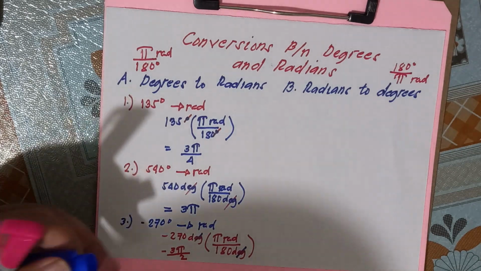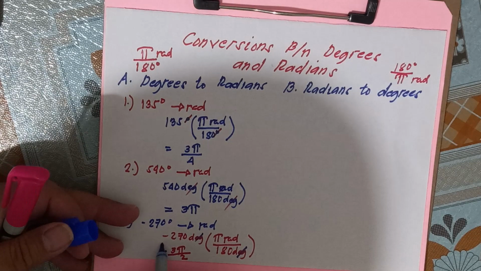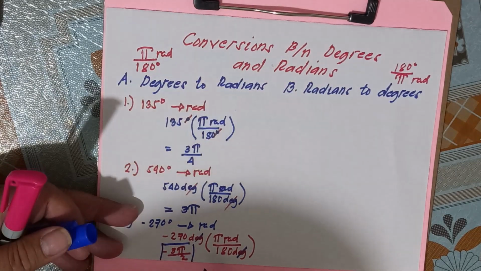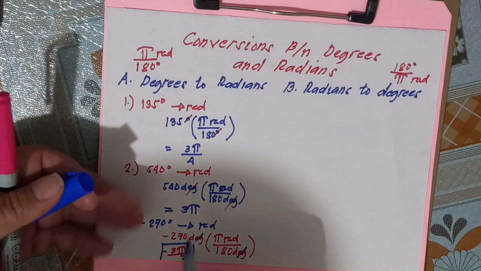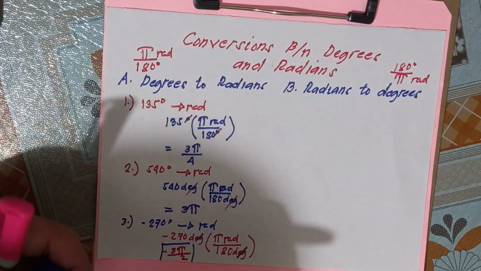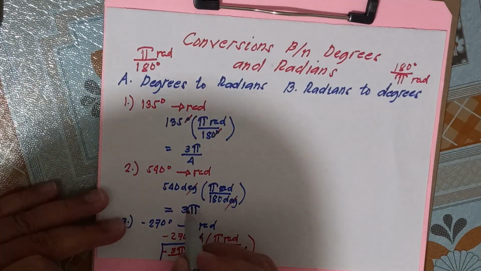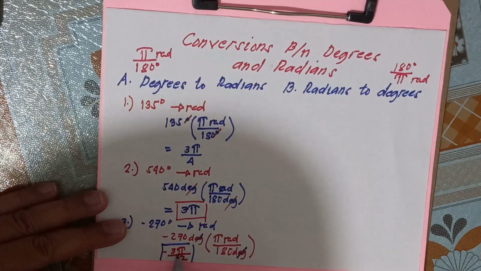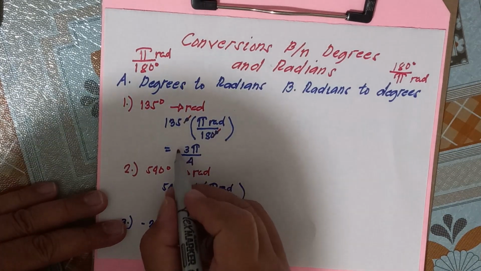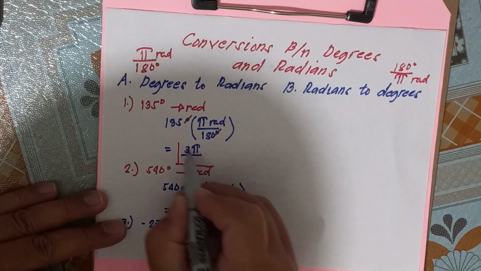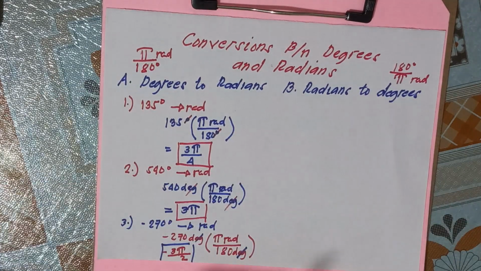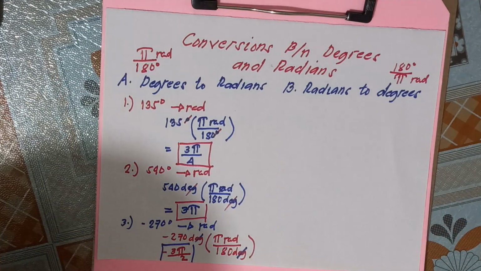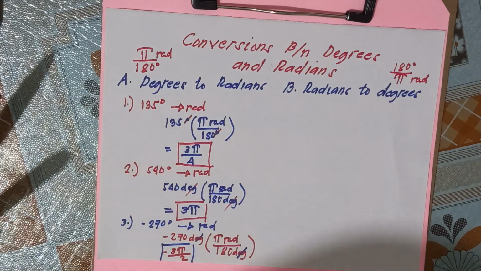So that is how to convert degrees to radian. This is our final result: 3 pi, negative 3 pi over 2, and 3 pi over 4. I hope you had the idea of converting this one.